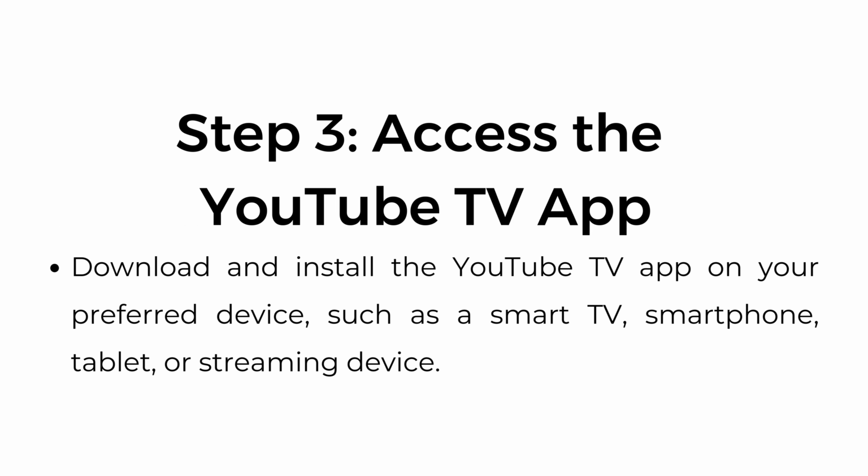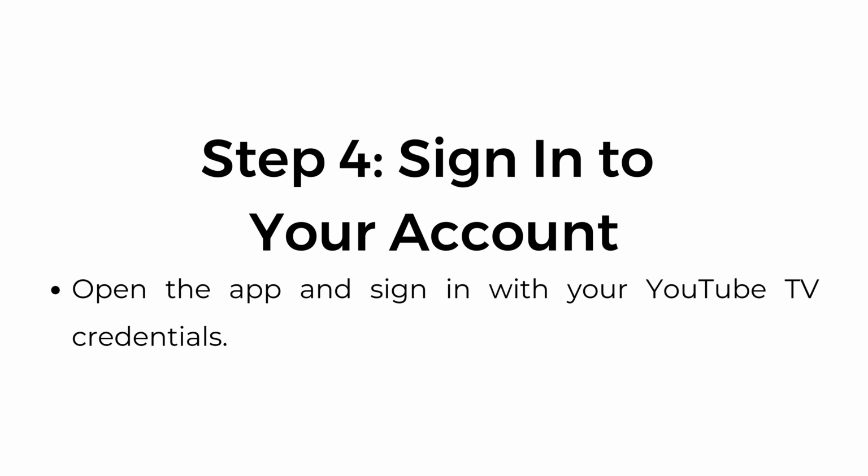Step number 3, access the YouTube TV app. Download and install the YouTube TV app on your preferred device, such as a smart TV, smartphone, tablet, or streaming device. Step number 4, sign in to your account. Open the app and sign in with your YouTube TV credentials.